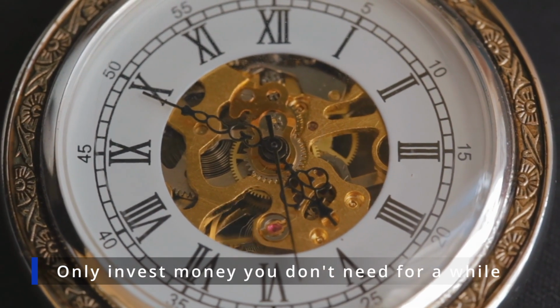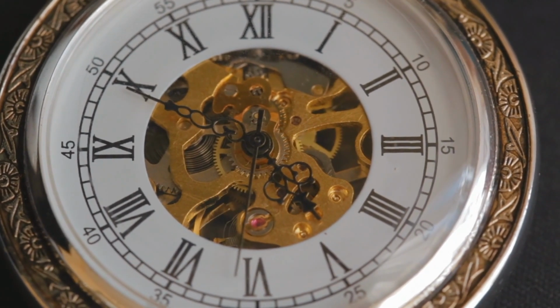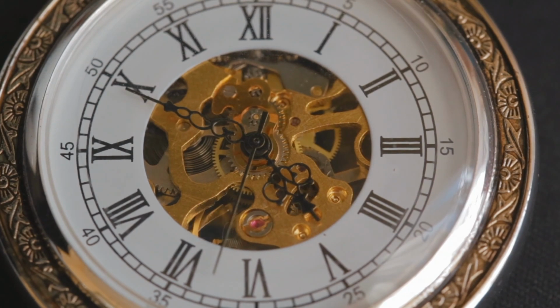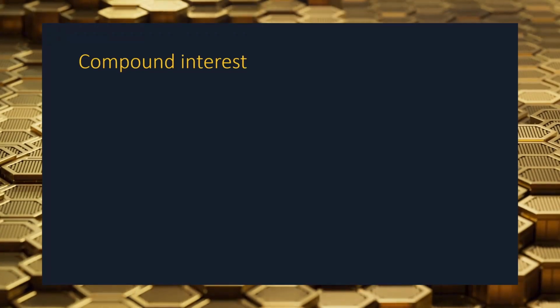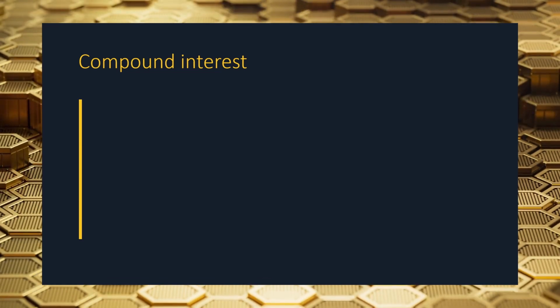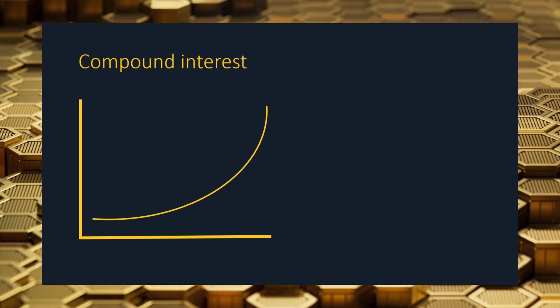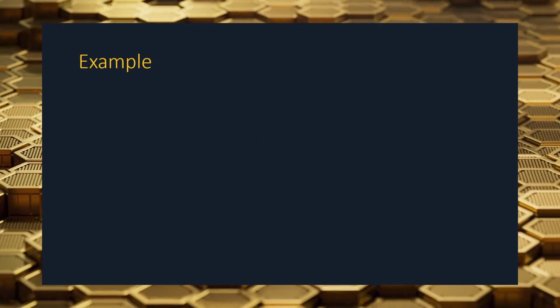In order to make high returns in the long term, an investor should take advantage of what Einstein called the eighth wonder of the world, which is compound interest. Compound interest is the magic of investing. Compound interest is when your investment earnings start to earn money on their own. This can lead to significant growth of your wealth over time. Let me give you an example.